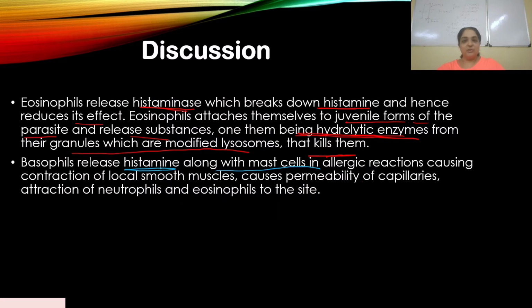If you have watched my previous video on breathing and exchange of gases, I have explained allergic reaction in a little bit of detail. I'll explain it again over here. When this histamine is released from mast cells and basophils, a series of actions happen. Some of them are contraction of local smooth muscles. The smooth muscles of the bronchi and the bronchioles contract, causing obstruction in breathing. They increase the permeability of capillaries, so fluid leaks out in the tissues. They also attract neutrophils and eosinophils to the site.